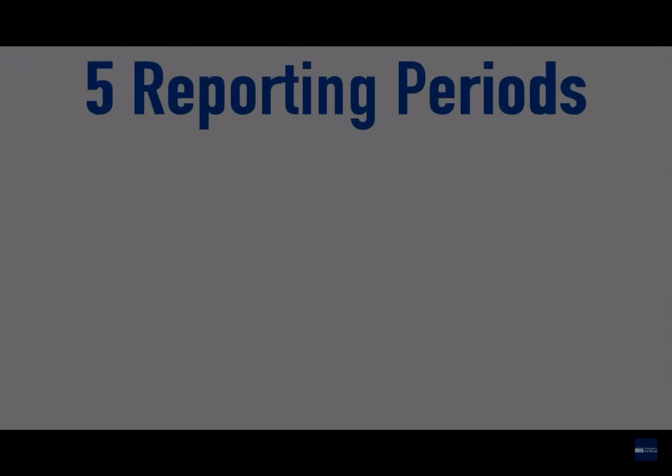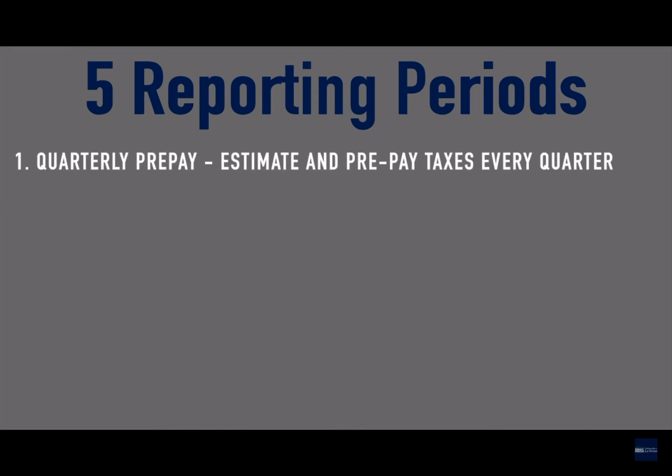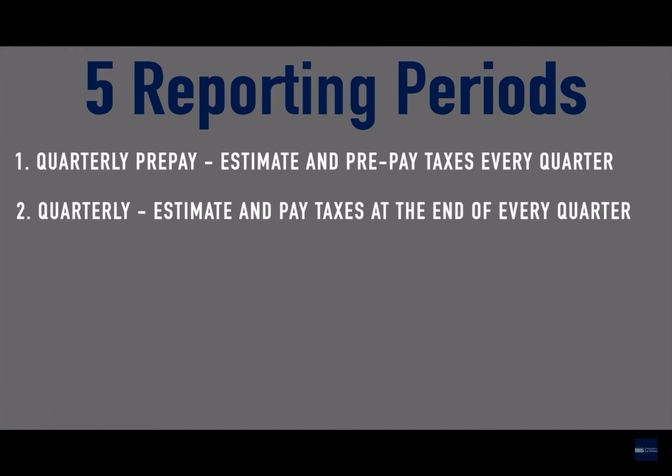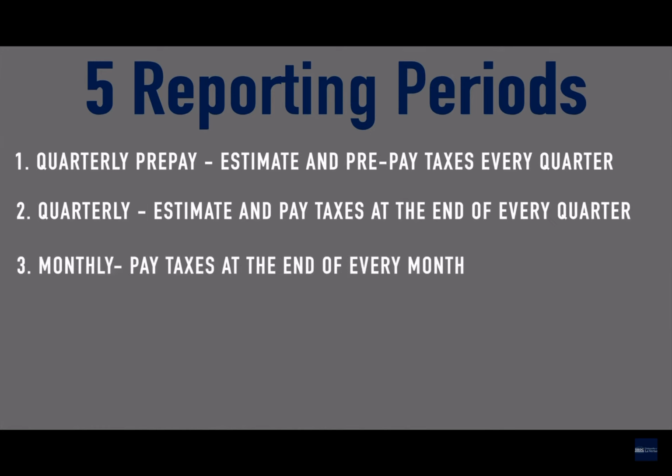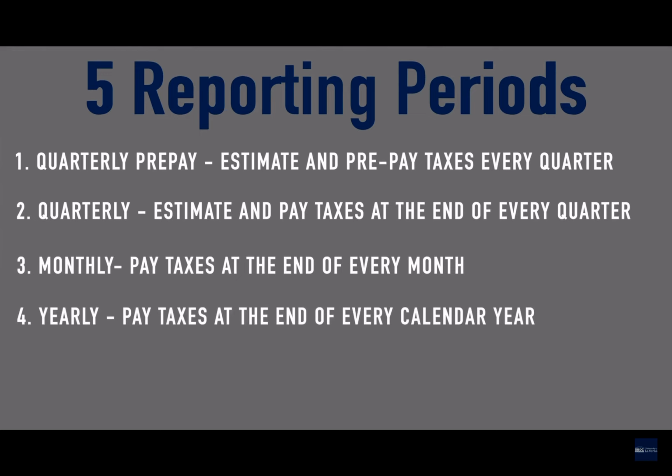Hey guys, Josh here. I just want to give you a quick note about the reporting periods. There are 5 different types. There's the quarterly prepay option, where you can estimate the taxes and pay them at the beginning of every quarter. The quarterly option, which allows you to pay taxes you collect at the end of every quarter. The monthly option, which allows you to pay taxes you collect every month. The yearly option, which allows you to pay taxes collected at the end of every calendar year.